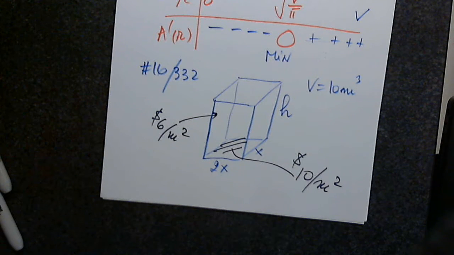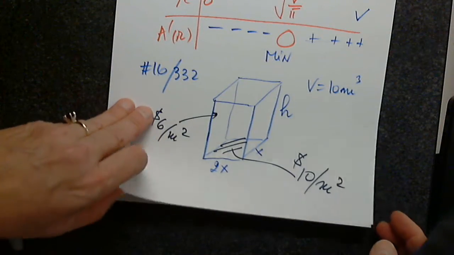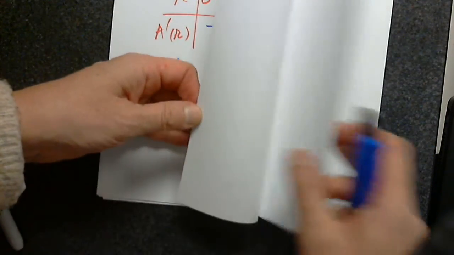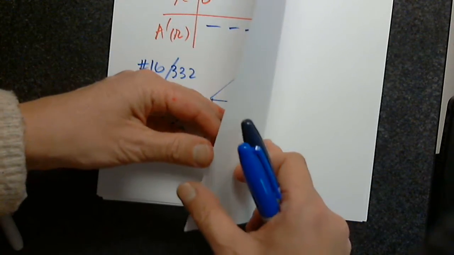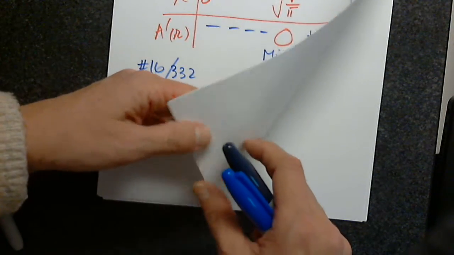So first we have to find the cost of such a container. And then we have to find the length and the width and the height so that the container is the cheapest possible. You want to work on it for a couple of minutes? Okay.